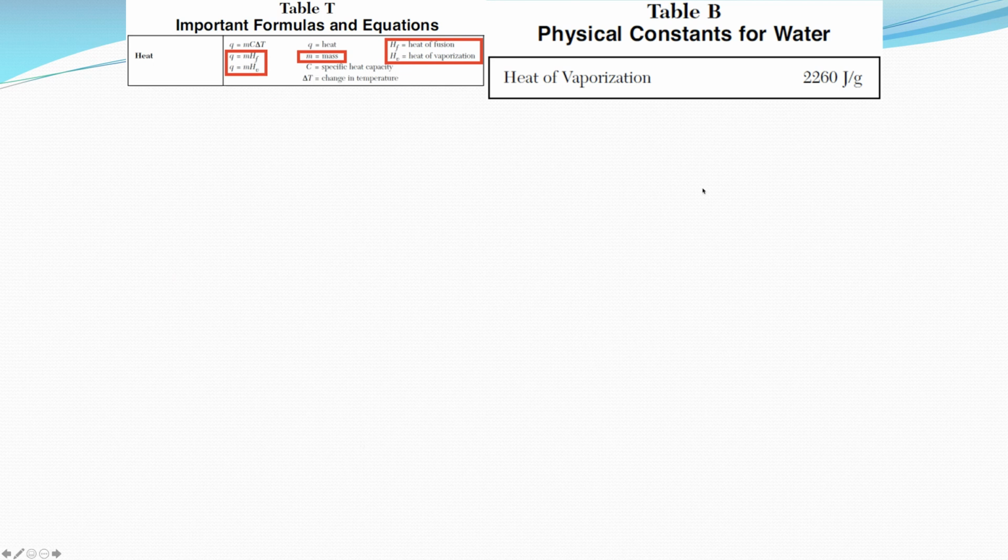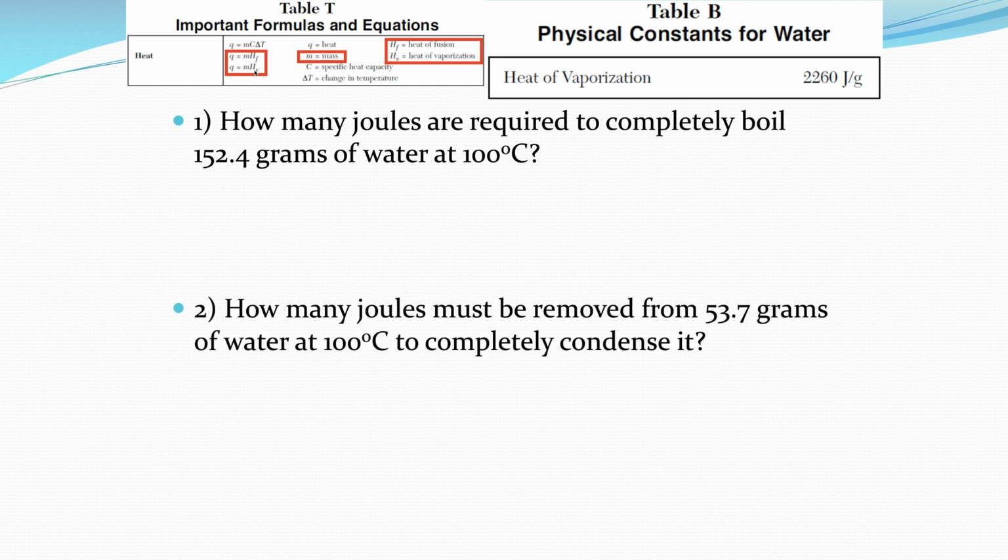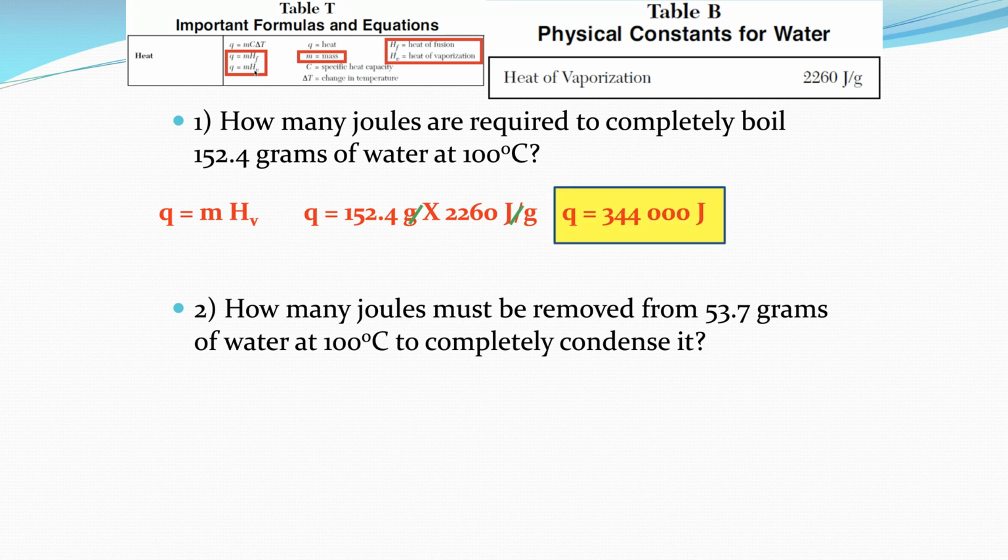So again, table T and table B. Table B gives you the heat of vaporization as being 2,260 joules per gram. And Q equals the mass you're trying to boil or condense times that 2,260 joules per gram. So how many joules are required to completely boil 152.4 grams of water at 100 degrees Celsius? Well, all you have to do is take the equation, Q equals mass times heat of vaporization, plug in the mass, plug in the heat of vaporization, your mass will cancel, and give you your joules. 4 sig figs, 3 sig figs, 3 sig figs.